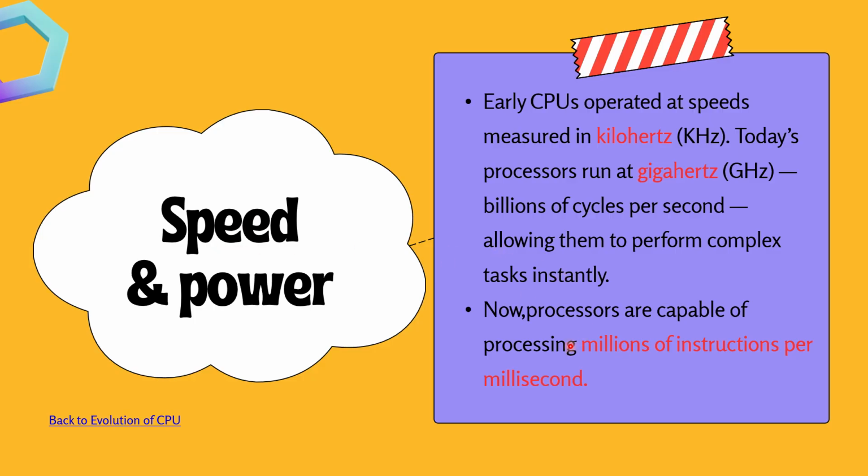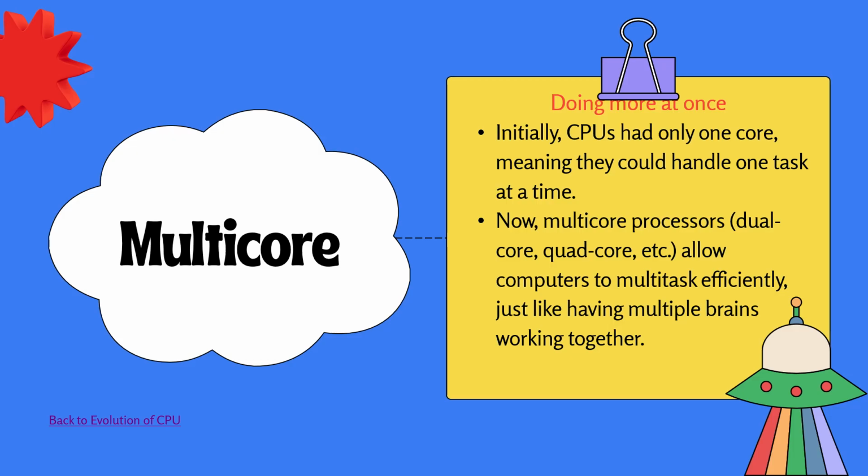Processors are capable of processing millions of instructions per millisecond. So that is how the speed and power of the microprocessors have evolved. Currently the processors are able to process millions of instructions per millisecond. And next is the multi-core.